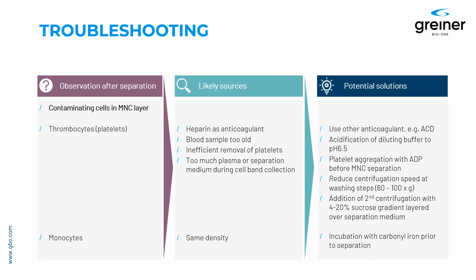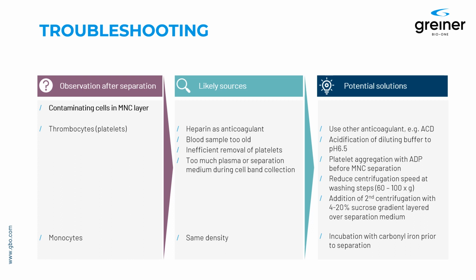Thrombocytes in the mononuclear cell layer are likely observed if heparin was used as an anticoagulant, if the blood sample was too old, if there was inefficient removal of the platelets, or if too much plasma or separation medium is still present during the cell band collection. Potential solutions include using another anticoagulant, especially ACD, for example. In this case, an acidification of the diluting buffer to pH 6.5 could help.